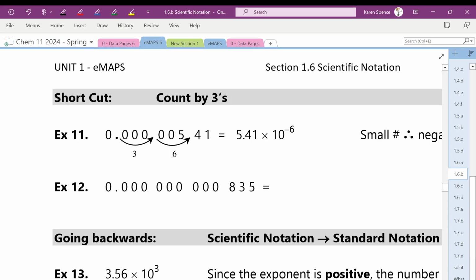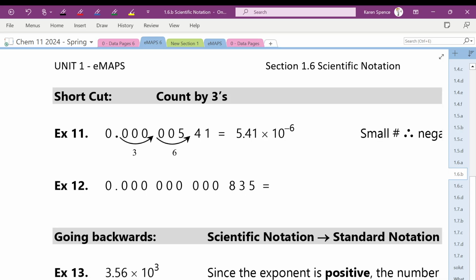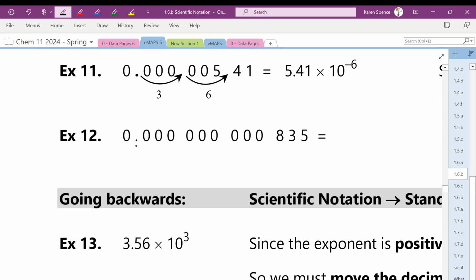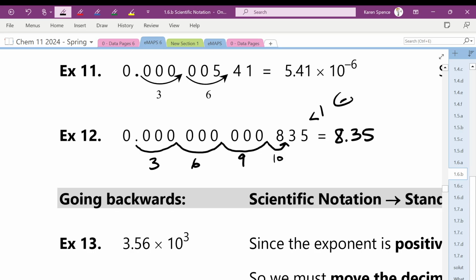Now, once again, you can do a shortcut and count by 3s. So for example, number 12, we can look and we can say 3, 6, 9, 10. One more makes 10. So this is going to be 8.35. This is less than 1, so it's going to be a negative exponent times 10 to the negative 10.